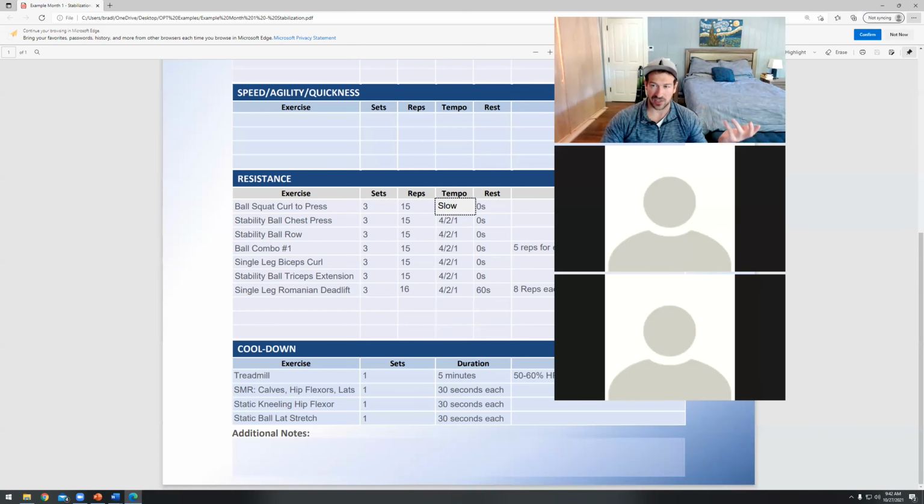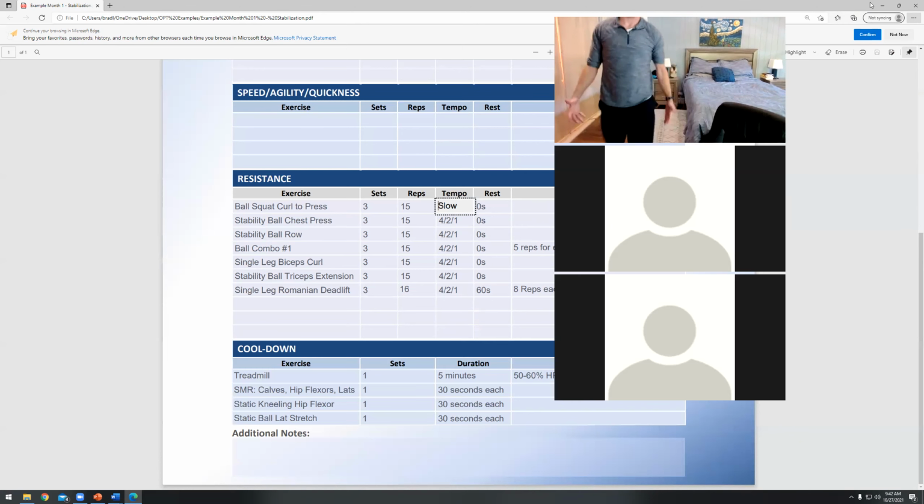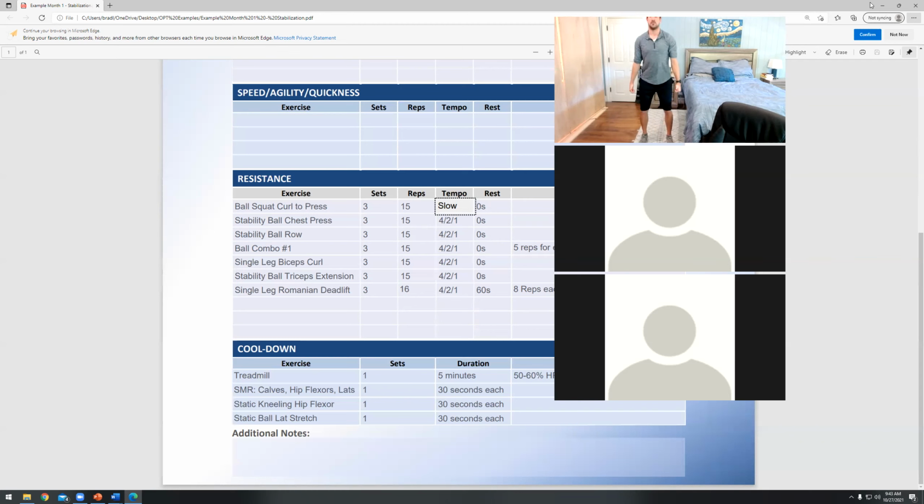I will say for total body exercises, you don't have to do the full on 4, 2, 1 tempo. If you think about doing a ball squat curl to press, that would look like this, right? 1, 2, 3, 4, 1, 2, 1, 1, 1, 1, 2, 1, 2, 3, 4, 1, 2, 3, 4. That's 1 rep. Like, that's a little silly. I personally don't do that with my clients. I would just have them generally move kind of slow as they move through the whole thing, rather than counting out the entire time. You know what I mean? That's how I would say it. So I just write slow.